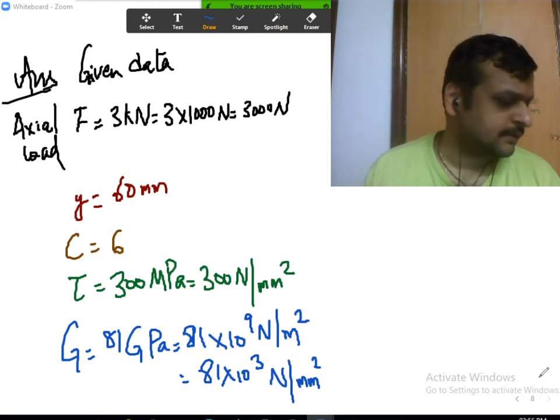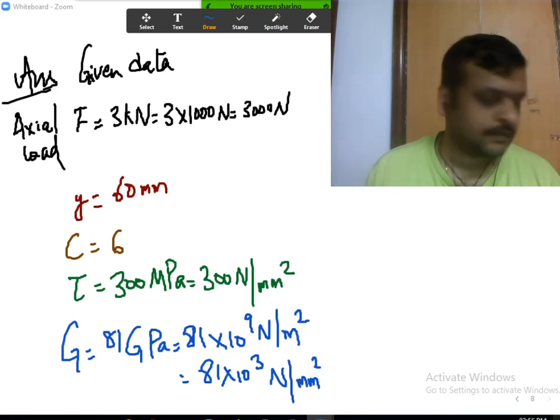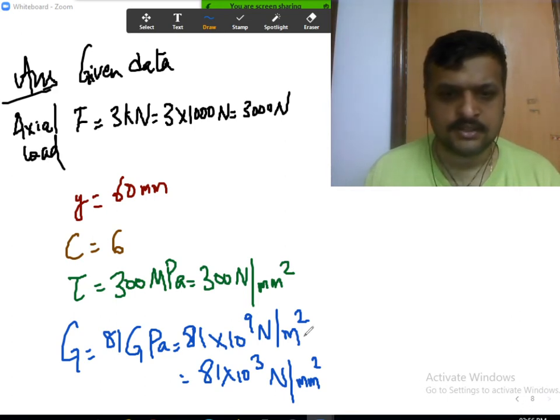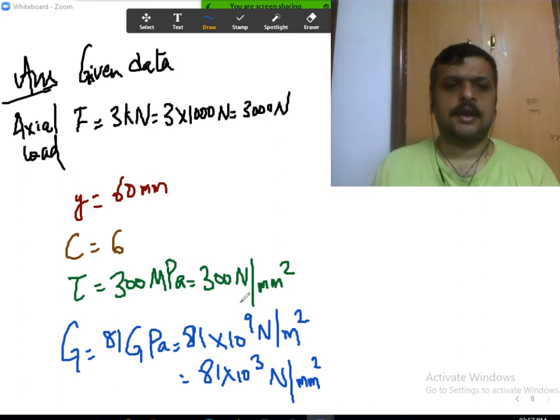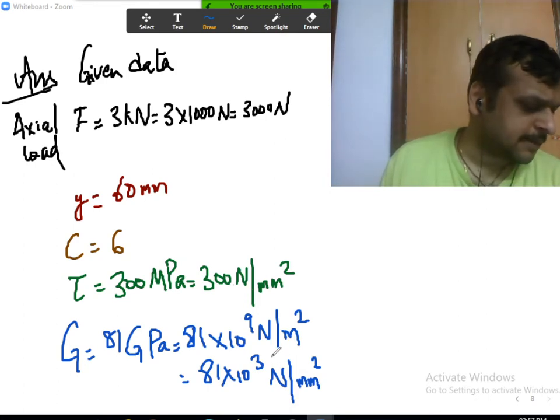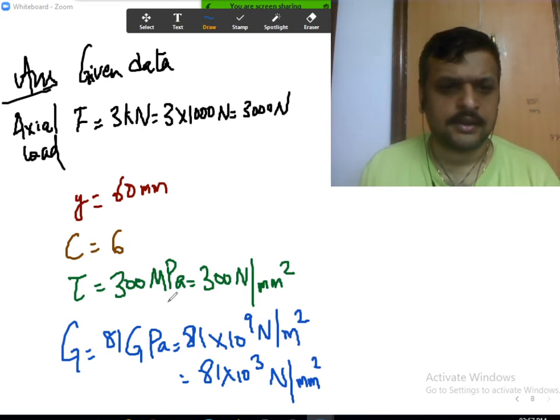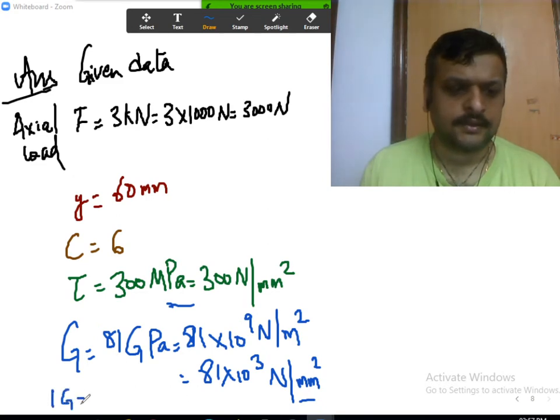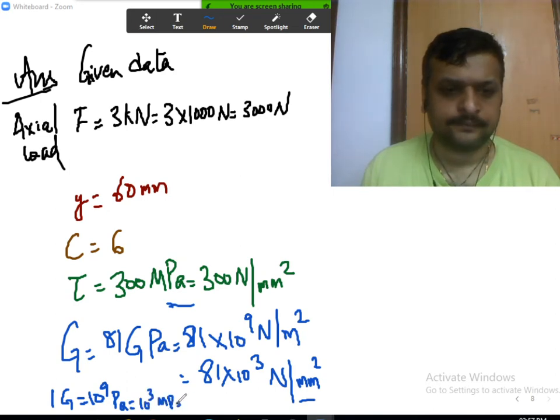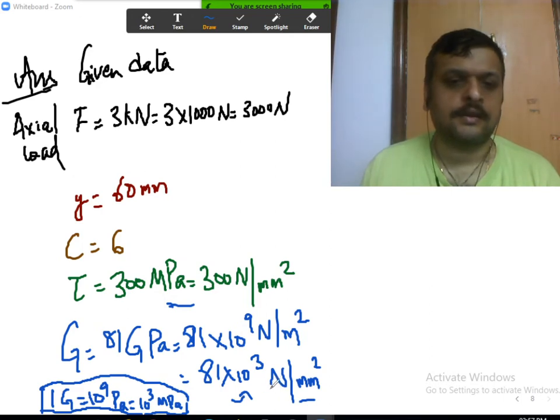Okay students, then next what we have to do. So as usual we will go with the shear stress. If this conversion is not clear, you can write Newton per pascals, or express everything in megapascals. You can keep this in megapascals, because 1 giga equals 10 power 9 pascals equals 10 power 3 megapascals. Hence I have written there into 10 power 3. MPa also you can write.